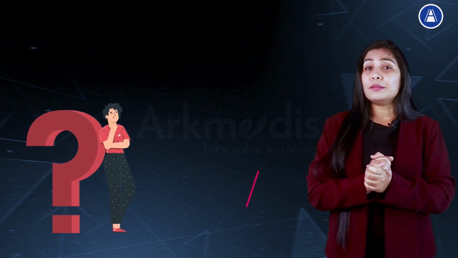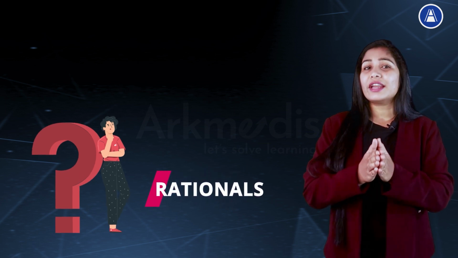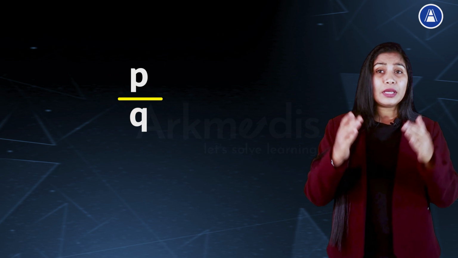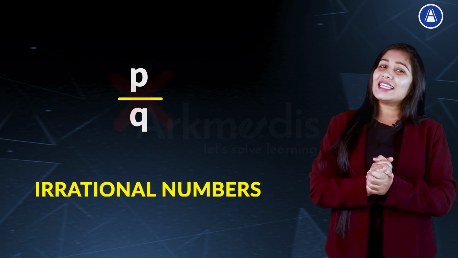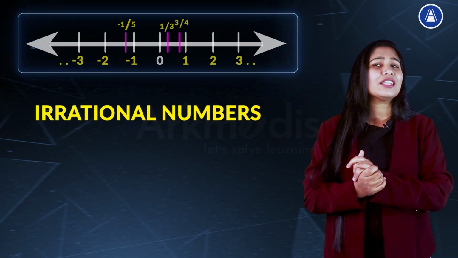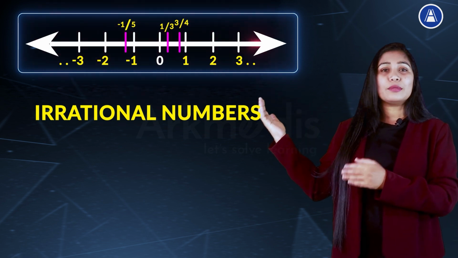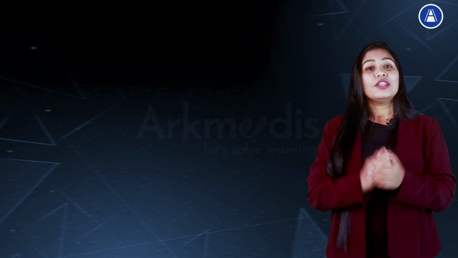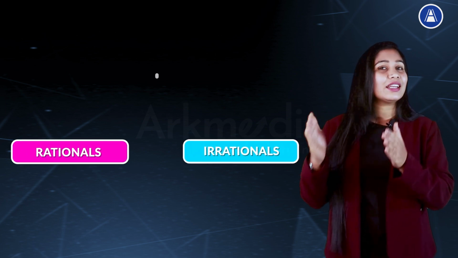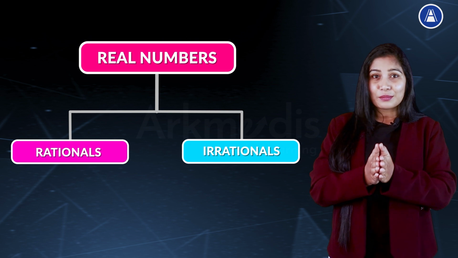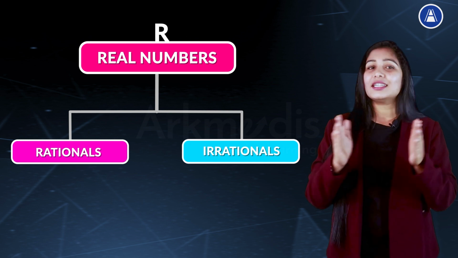Now, what are the numbers that can't be expressed in the rational numbers? The numbers that cannot be expressed in the form of p by q, then they are called as irrational numbers. There are infinite irrational numbers that can be placed in between any 2 consecutive rational numbers or any 2 rational numbers. The combination of these rationals and irrational numbers is called as real numbers and the real numbers are represented with the capital letter R.